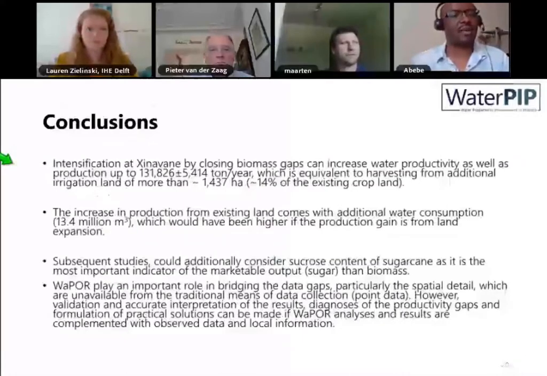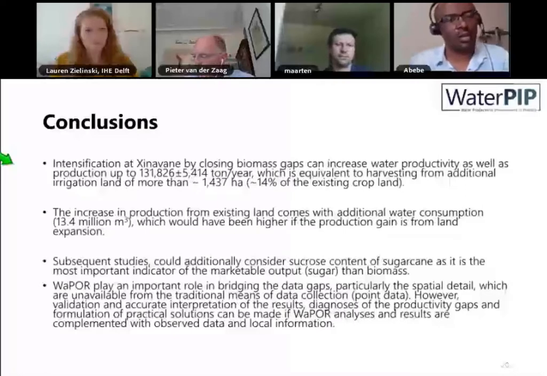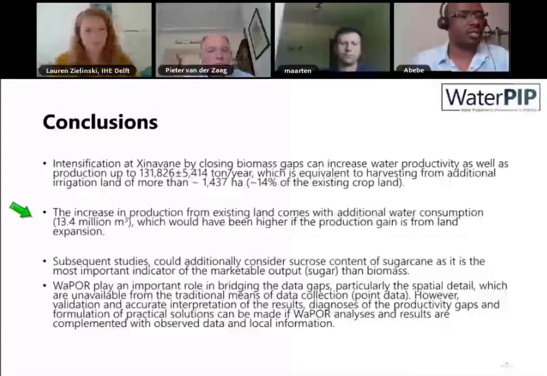Intensification at Sinavana by closing the biomass gap can increase water productivity as well as production, and the production can be increased by more than 100,000 tons per year. This is equivalent to producing from more than 1,000 hectares, or it implies we are saving about 14% of the existing scheme if we close the productivity gap. But this comes with an implication to water consumption, though the water consumption would be even higher if the production gain came from land expansion. So we are comparing this addition in water consumption, but I would expect it to be less compared to the yield increase from expansion.